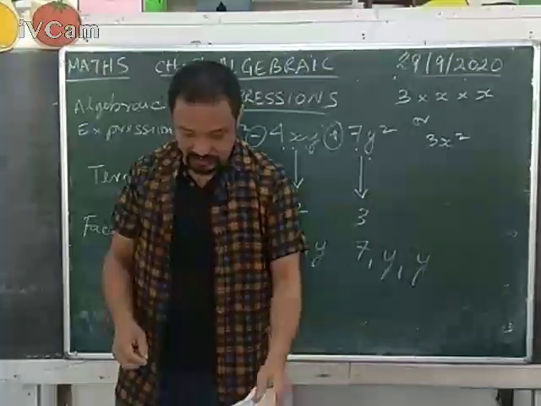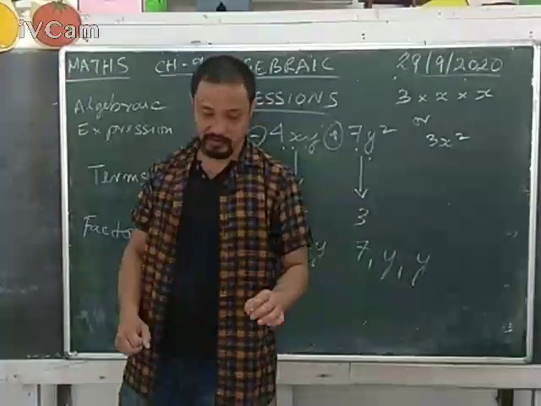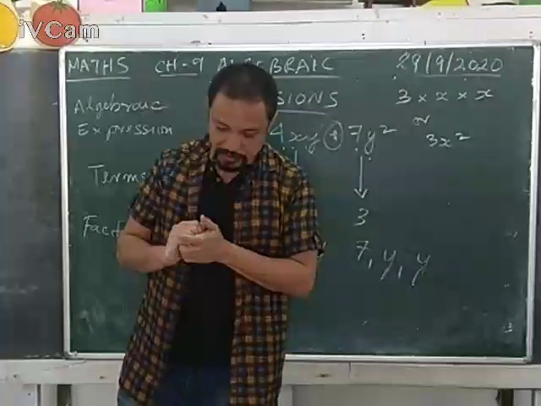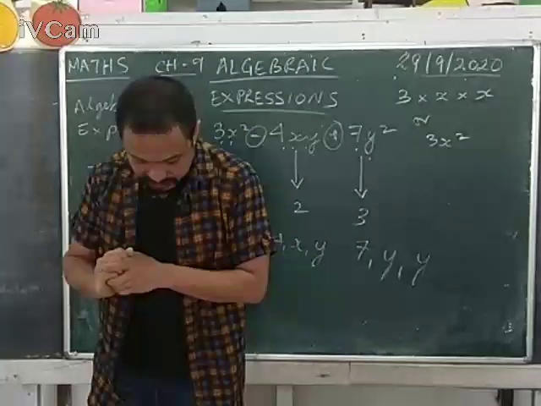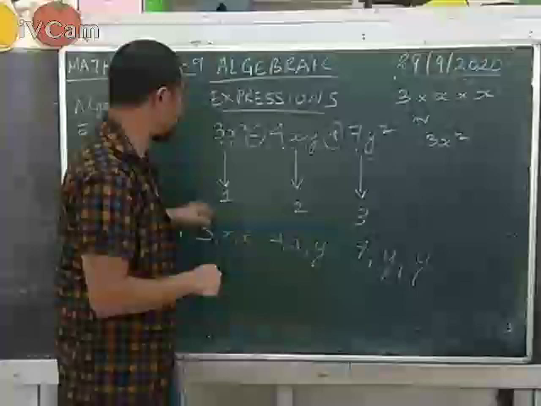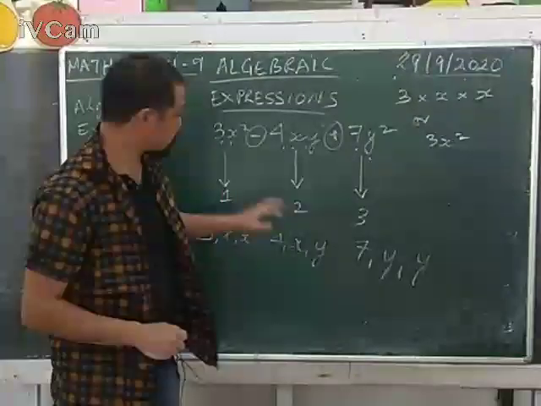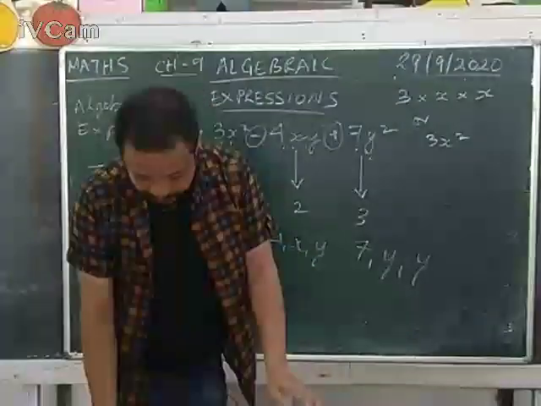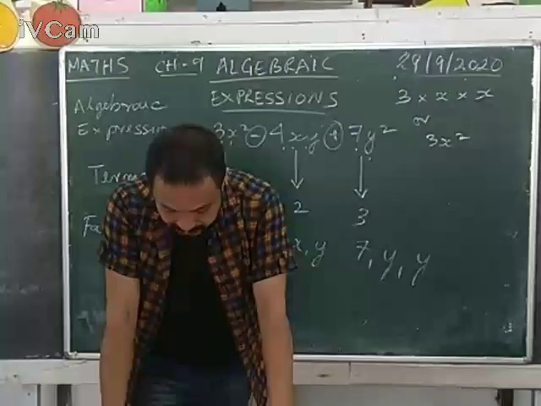Now, the next topic that we have is coefficients. What is a coefficient? Just go by the book again. In a term, the number factor of a product is the numerical coefficient of the remaining factors. This is a product, multiplication, 3 into x. Product means multiplication, right?